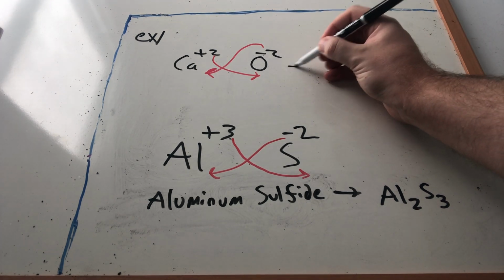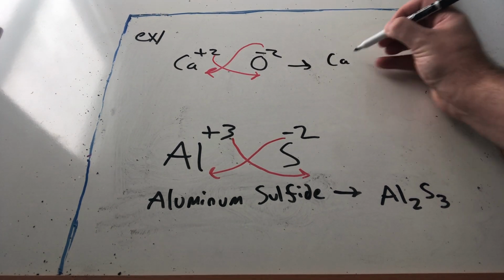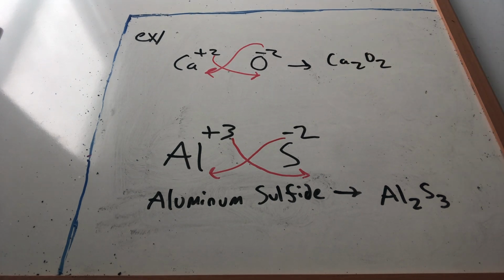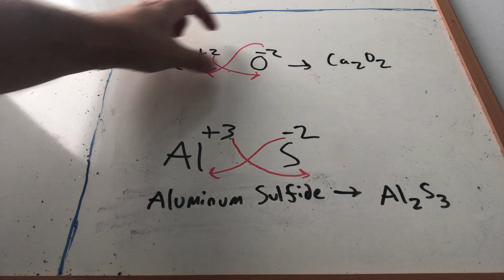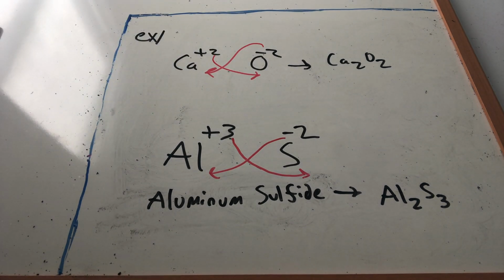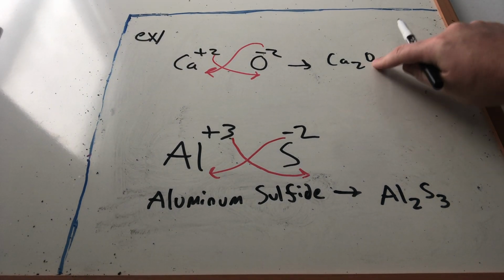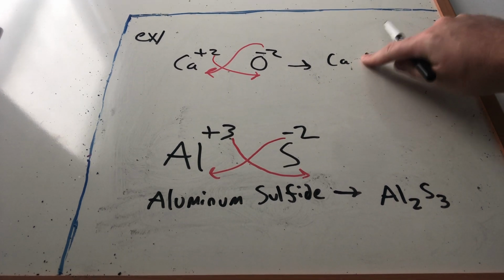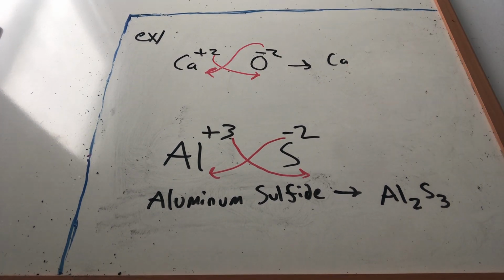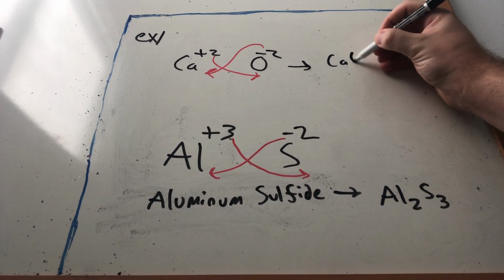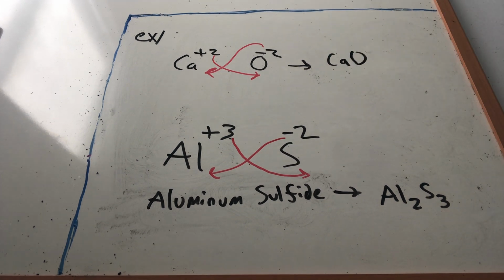Because if I do this and I write calcium oxide as Ca2O2, that's actually incorrect. Because if you look at this, one Ca balances one O. So what you would do in this situation is you say, oh yeah, Ca2O2, that doesn't make any sense at all. I don't need 2 calciums and 2 oxygens to balance charge. I just need one of each. Just kind of be mindful of that, be aware of it.